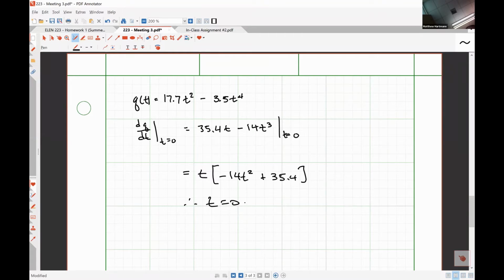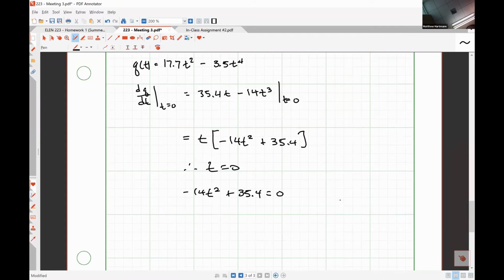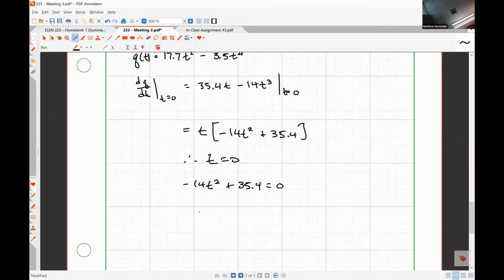So our other solutions would be setting negative 14 t squared plus 35.4 equal to 0, which means t squared is 35.4 over 14.